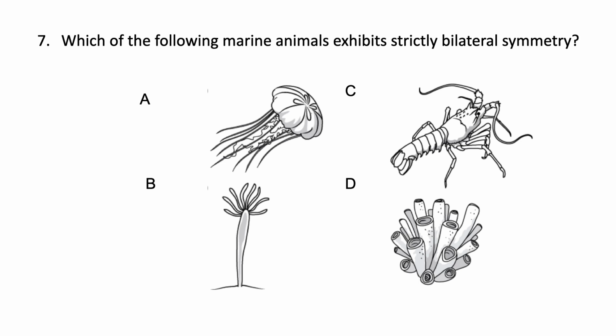We have A and B with radial symmetry. D looks like a coral with no real symmetry. So C is the one here with bilateral symmetry.